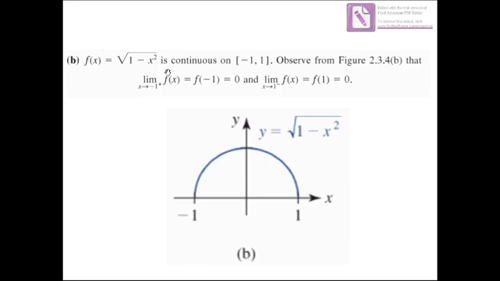طبعا ما يكفي إن نحن ناخذ بس اللي هو الدومين فقط، لازم نتأكد إنه الليمت لما الإكس approach to -1 من الرايت يساوي f minus 1، والليمت لما الإكس approach to 1 from left is equal f1. من الرسمة they are equal, so we conclude this function is continuous on the closed interval -1 to 1.